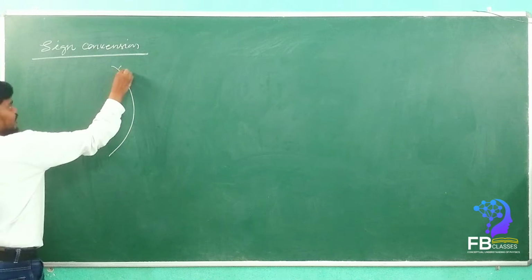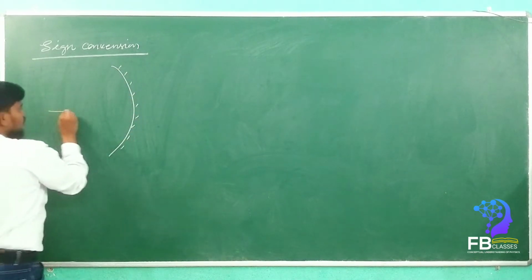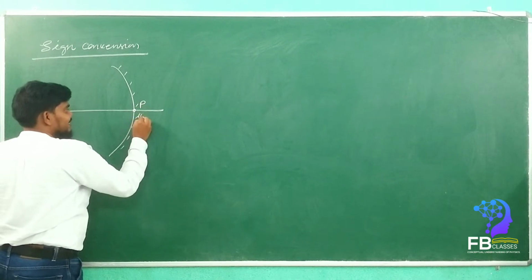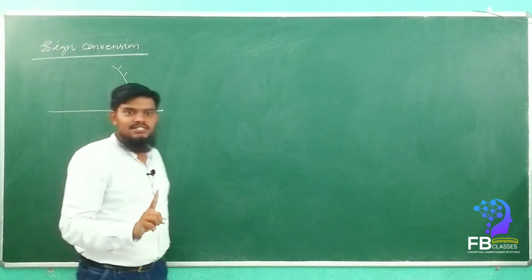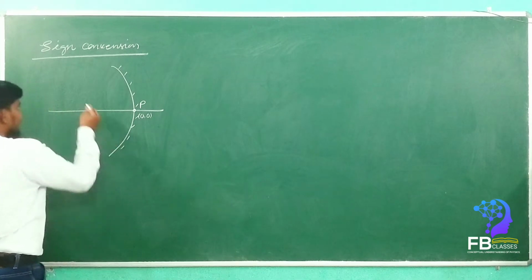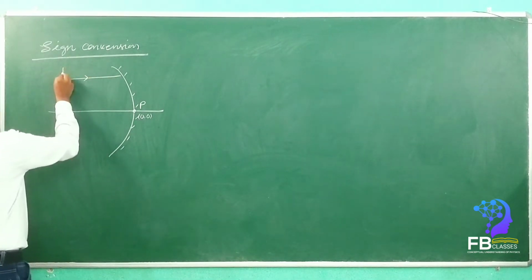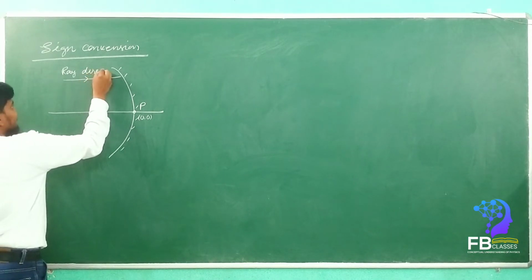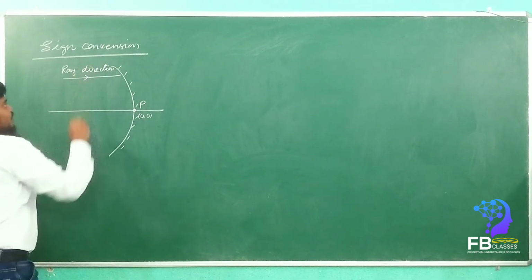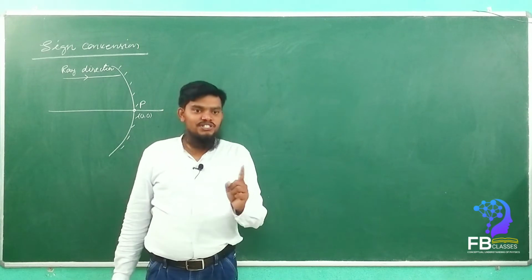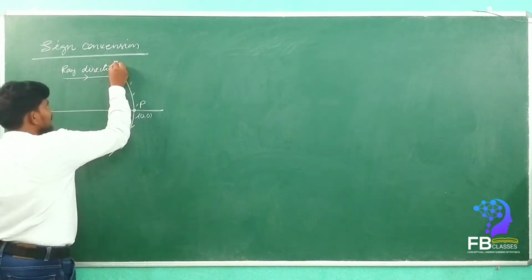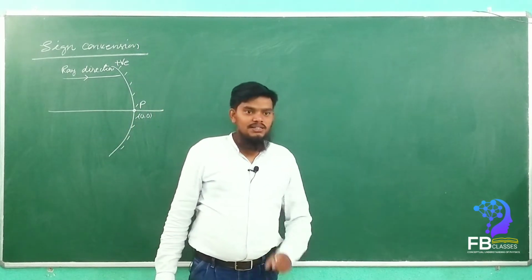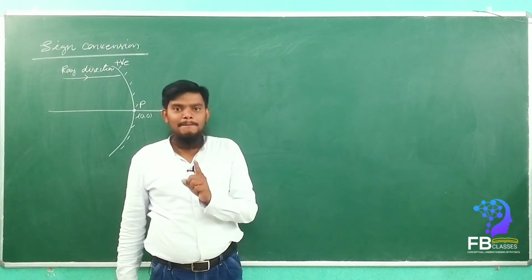See here, if you take a mirror, the first point we have to understand is that the pole is considered as an origin. Second, the ray direction we always take as a positive direction. The ray direction is always taken as a positive direction.